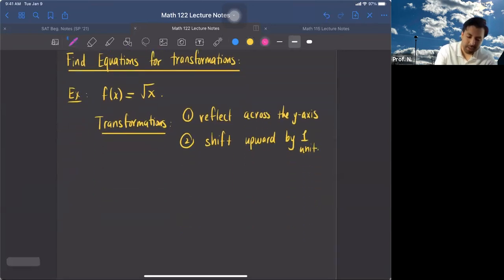So then what would be g of x? Can anybody tell me what the function will look like after I apply these transformations? What would be the algebraic result?